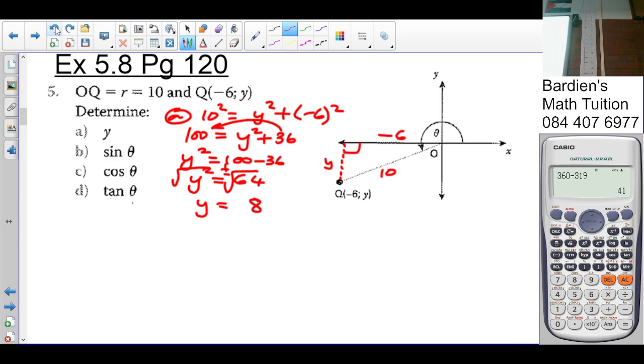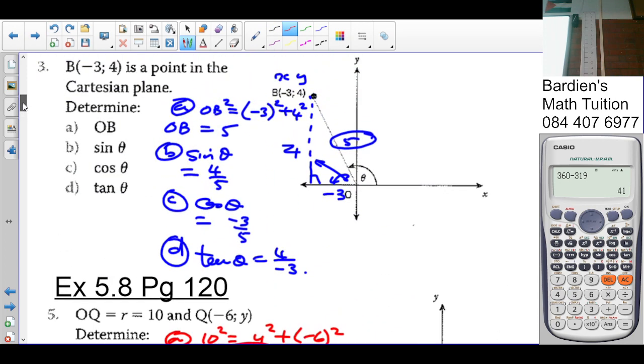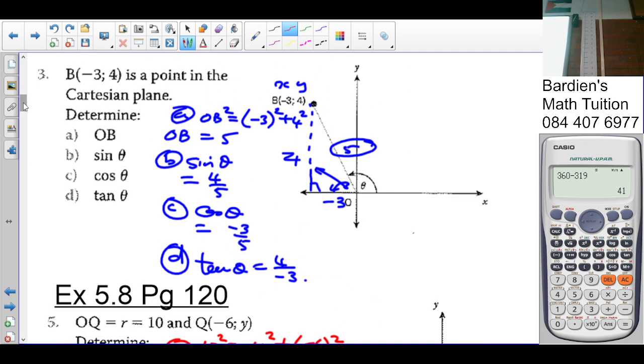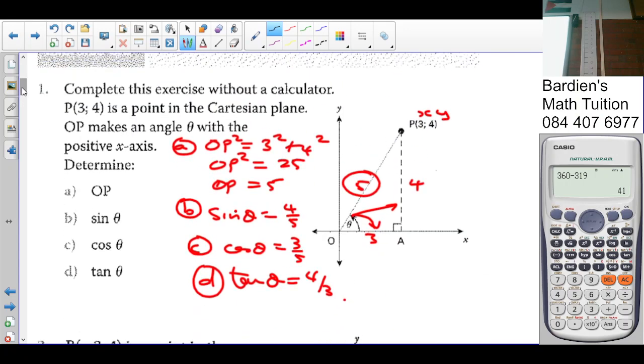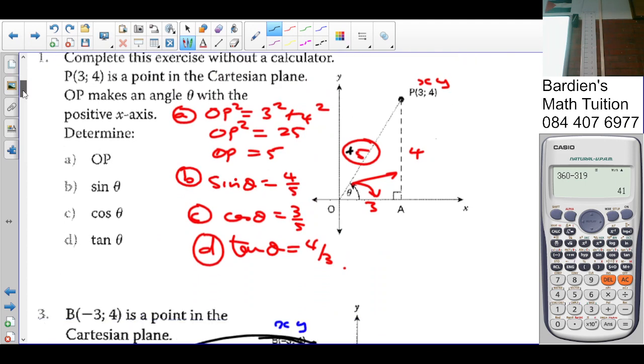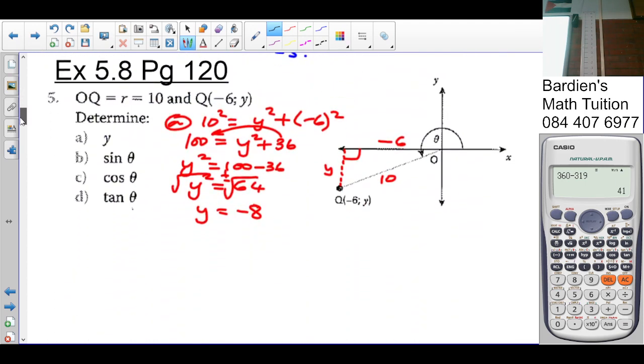Okay. But now you're going to ask, but why didn't I go plus and minus in the previous sum? Is because your hypotenuse here, or that length there, OB, is your radius. So radius or the hypotenuse will never be negative. Okay? In the first case as well, number 1, same story. That will always be positive. Hypotenuse or your radius will always be positive.